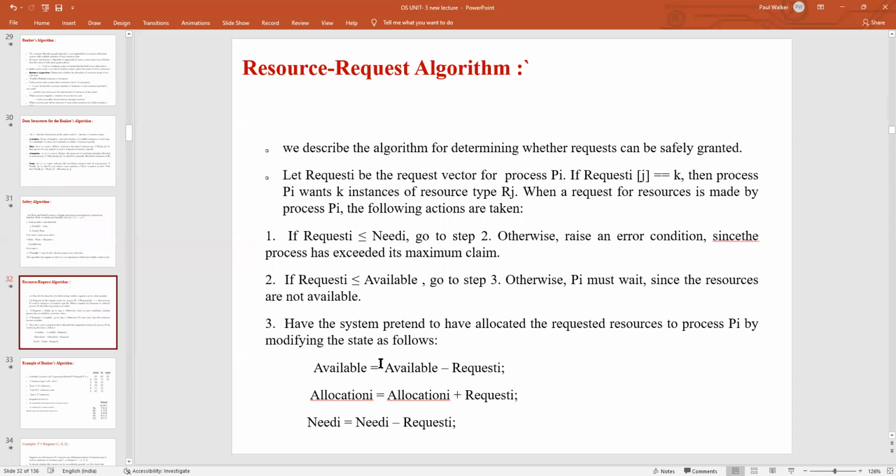To find the available resources, the formula is available minus the number of requests made by the particular process. For the allocation, the formula is allocation plus the number of requested resources. To find the need matrix, it is need minus the number of requests.